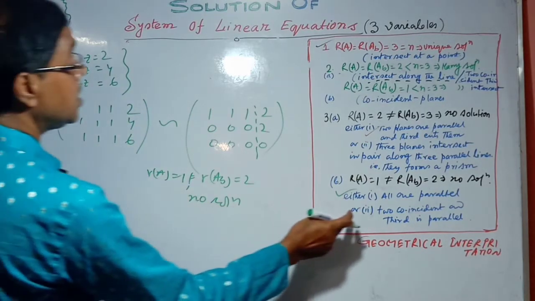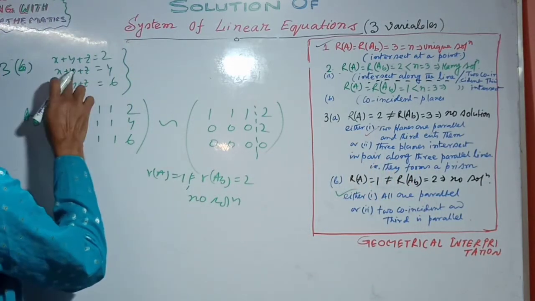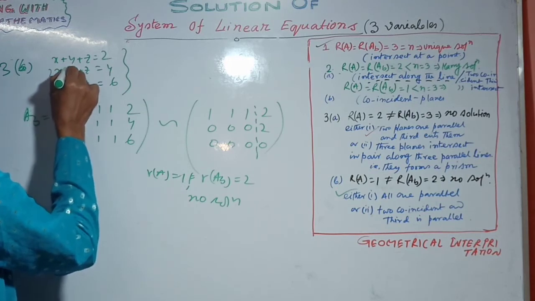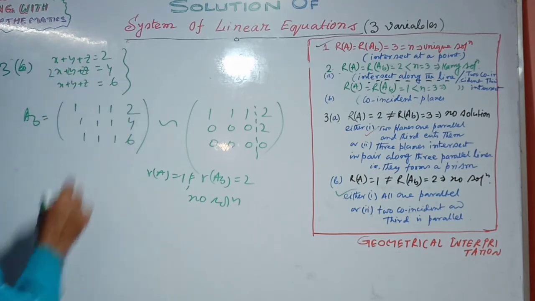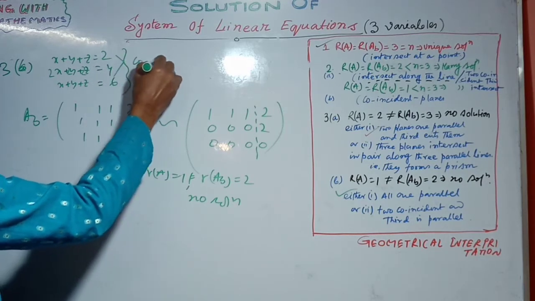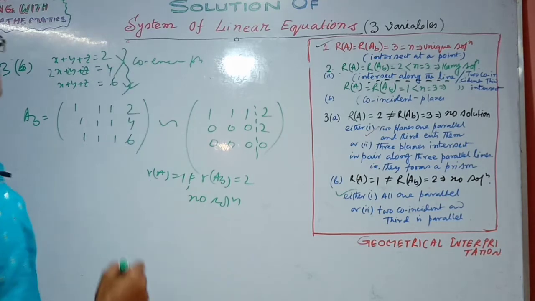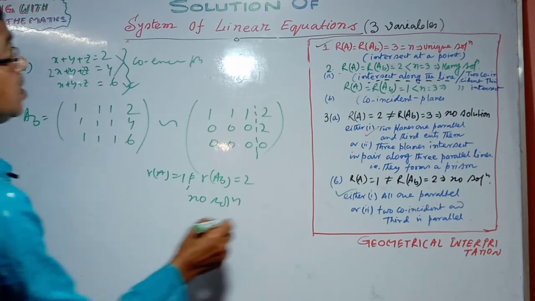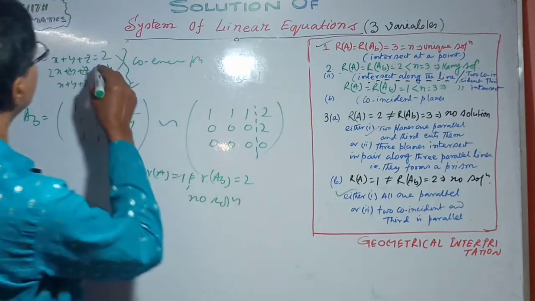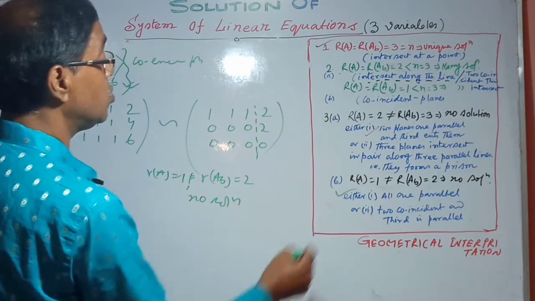In the second case, the third may be considered: suppose 2x, 2y, 2z equals 4. Then these are two coincident planes, and the third plane is parallel to these planes. Therefore it is also no solution. Here also rank of A is 1 and rank of the augmented matrix is 2. Therefore it is also no solution.